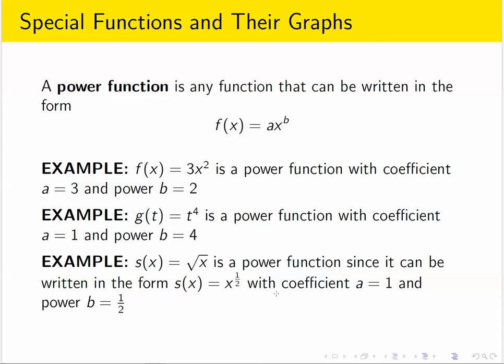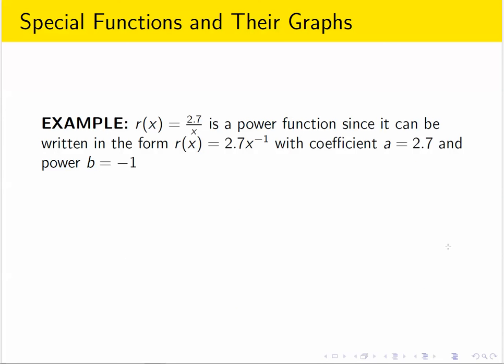This function, square root of x, doesn't look like it's the right thing at first, but it turns out you can rewrite it in the right form, because a square root is the same as a 1/2 power. So if your power is 1/2, and if you again see a hidden coefficient of 1 out front, then x to the 1/2 is a power function. And so square root of x, which is the same thing, is also a power function.